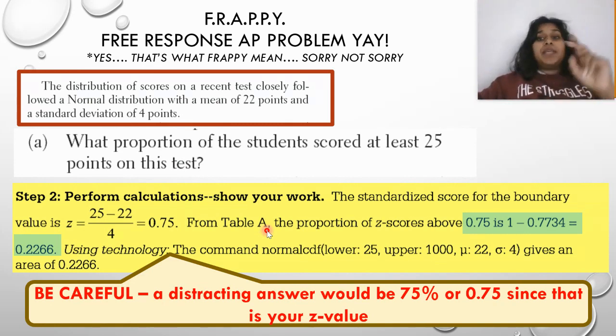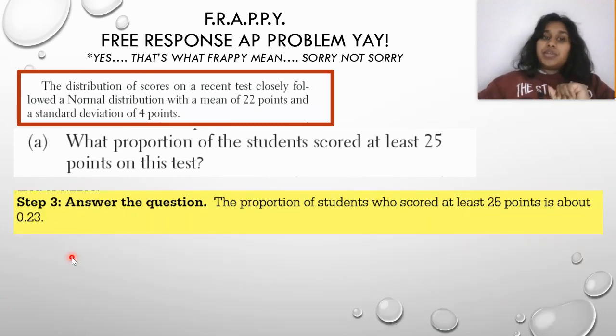That's not true either, because that would mean from 0 to 25. That would be the other side, right? That left-hand tail where you're coming from less than or equal to 25. So you actually have to do 1 minus your table A and get the 0.2266, or 23%.